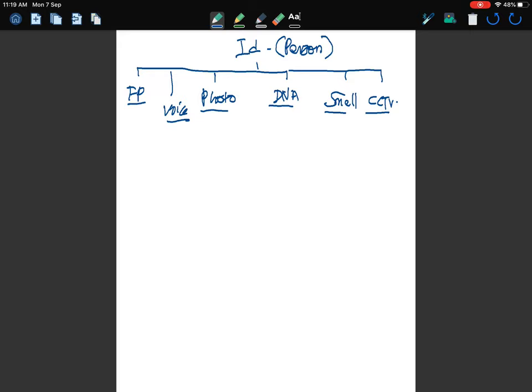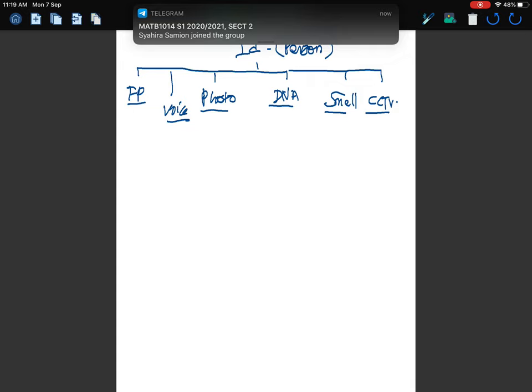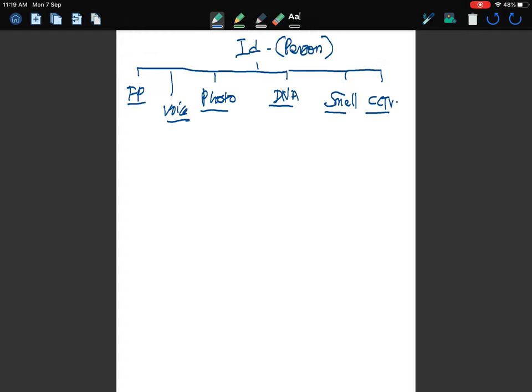Now in that kind of situation, you may not require an expert to give evidence in the court. But sometimes evidence of identification can require an expert to give evidence in the court, especially when you are dealing with complicated evidence of identification. Basically, you refer to section 45.